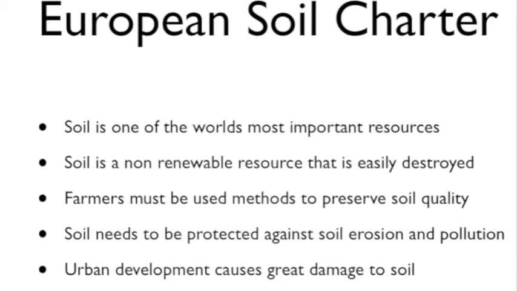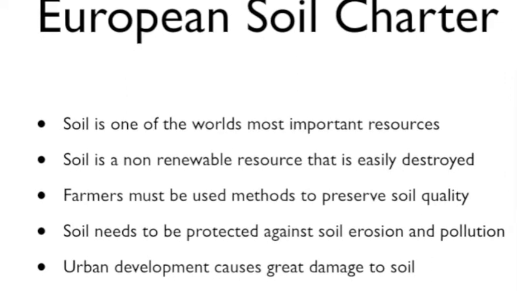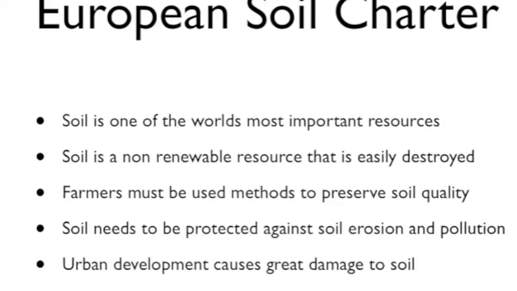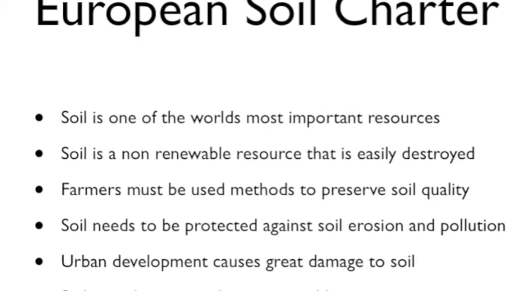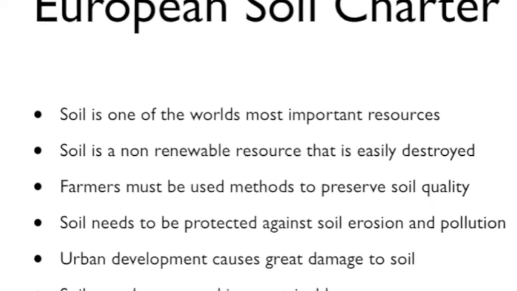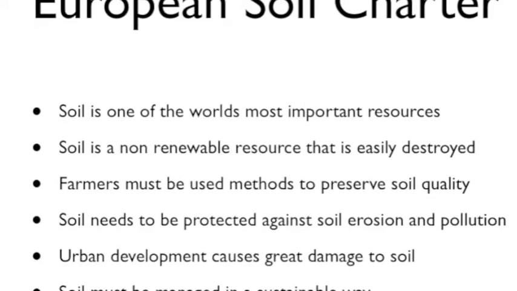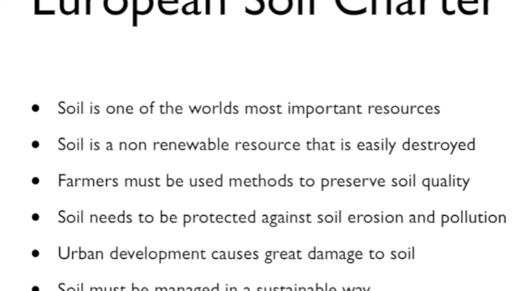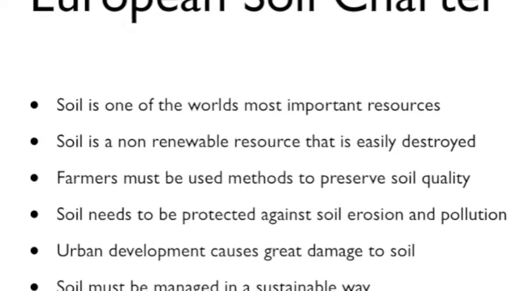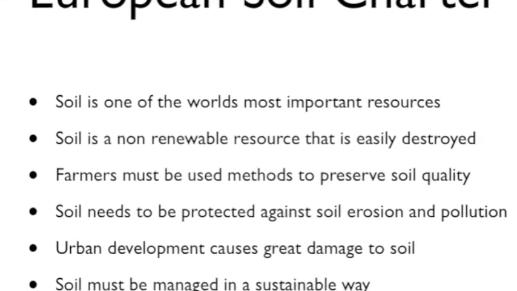A case study would be the European Soil Charter. The European Soil Charter was drawn up when over 30% of European soils were considered to be severely or moderately damaged. The Soil Charter states 6 things. Firstly, soil is one of the world's most important resources. 2. Soil is a non-renewable resource that is easily destroyed.